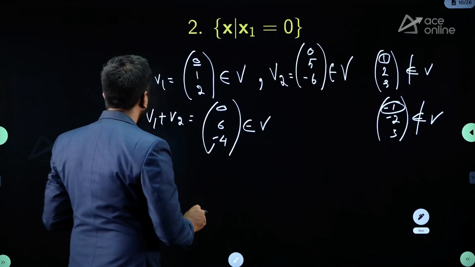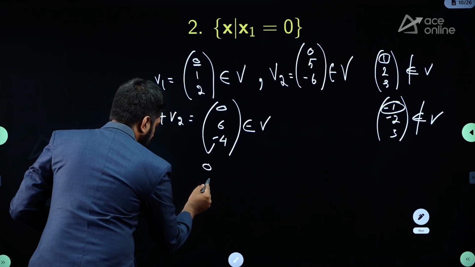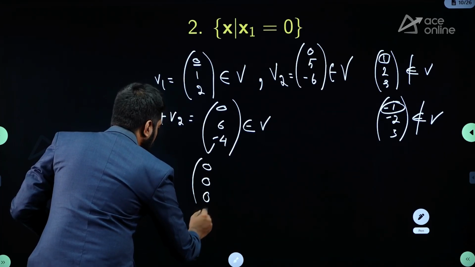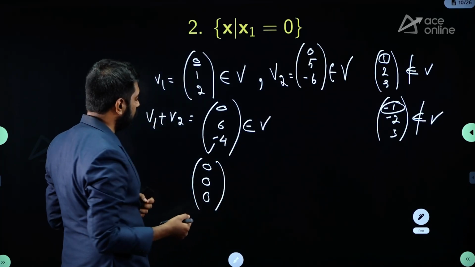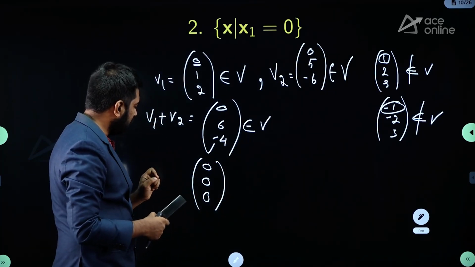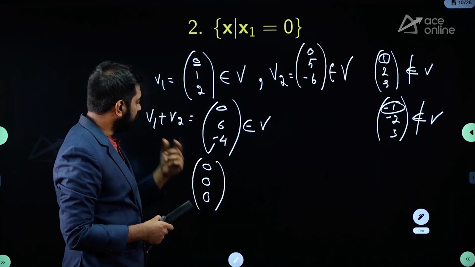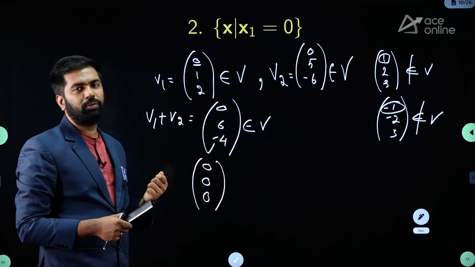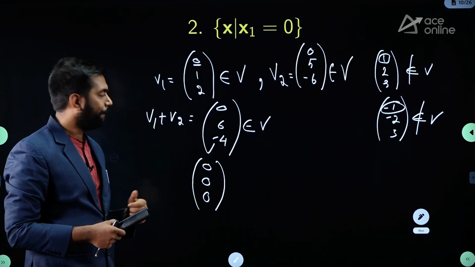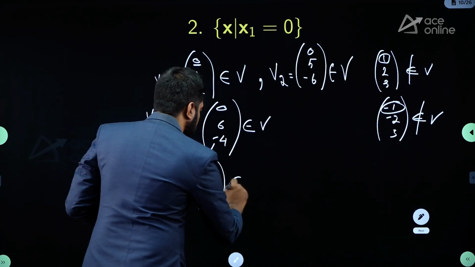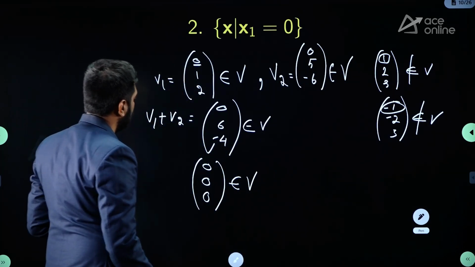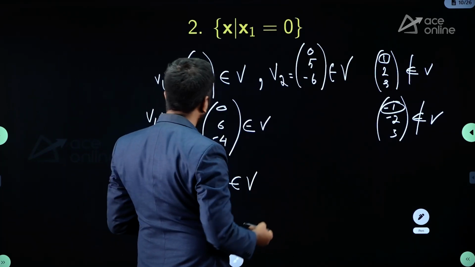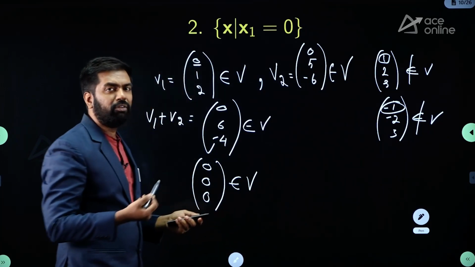Will the 0 vector be part of V? Let us check the 0 vector. The 0 vector means it contains all zeros. Will this be part of the given set? How do you verify that? The condition is that if you want this vector to be part of this set, the first component must be 0. Yes, it is satisfying that. Yes, it is a part of the given set. So V1 plus V2 belongs to V, and the 0 vector is part of the given set.